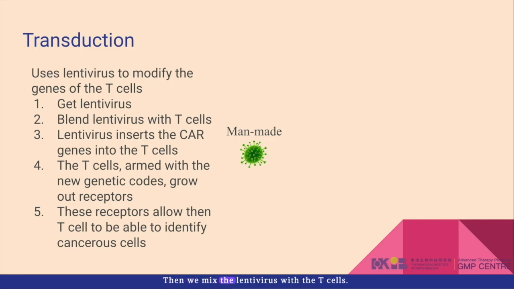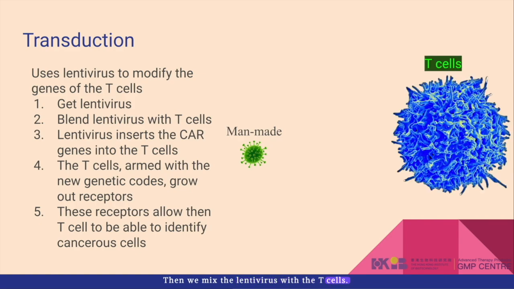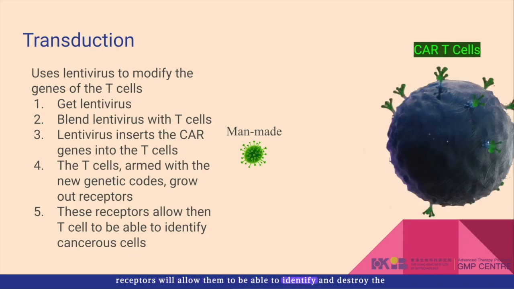Then we mix the lentivirus with the T cells, and so the lentivirus will insert their CAR genes into the T cells. And the T cells, armed with the new DNA, will grow out new receptors. And these receptors will allow them to be able to identify and destroy the cancerous cells. And these will be our CAR T cells.